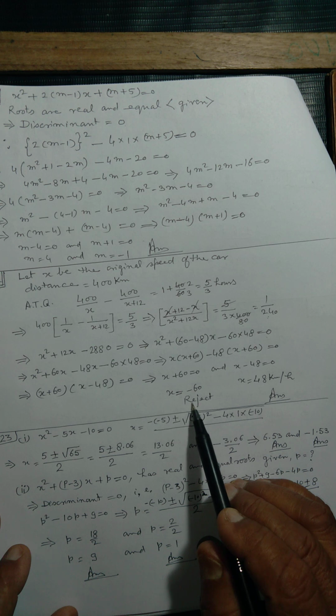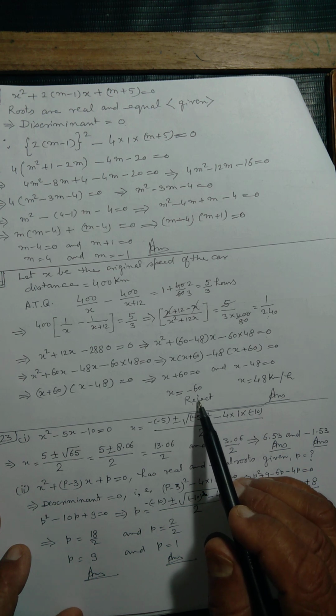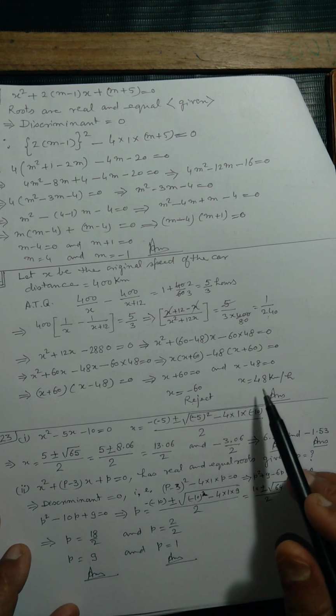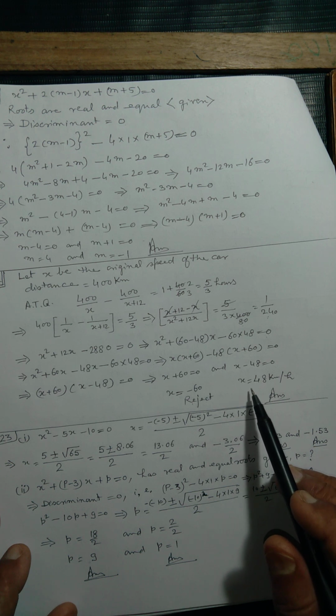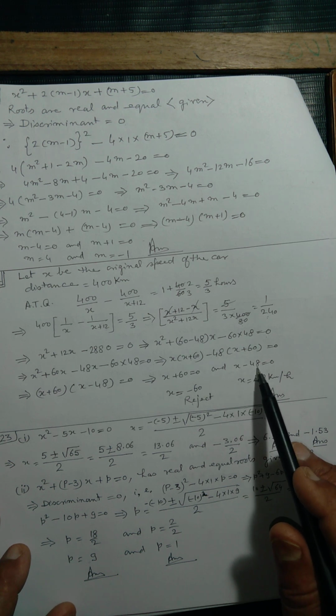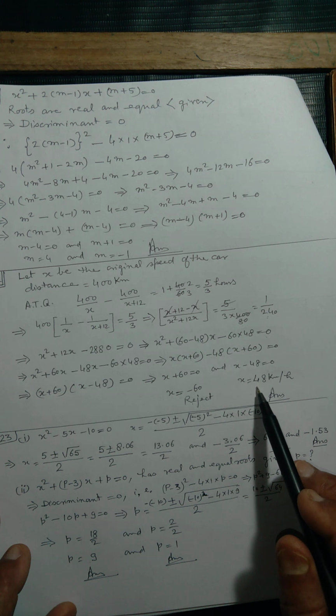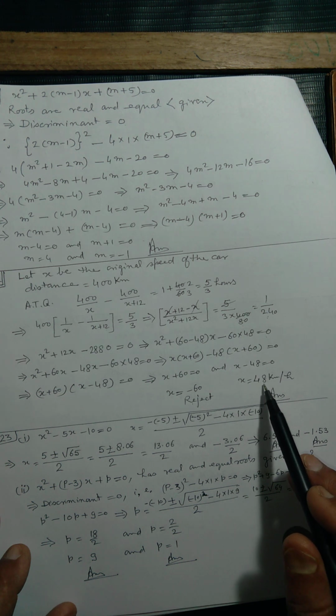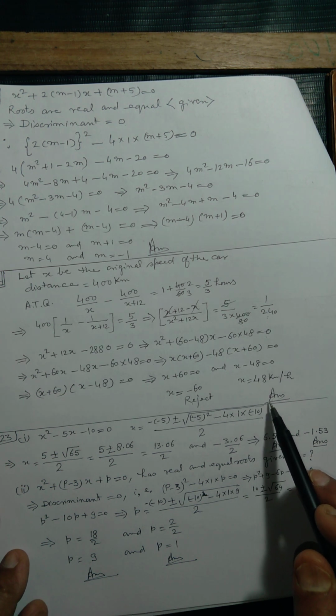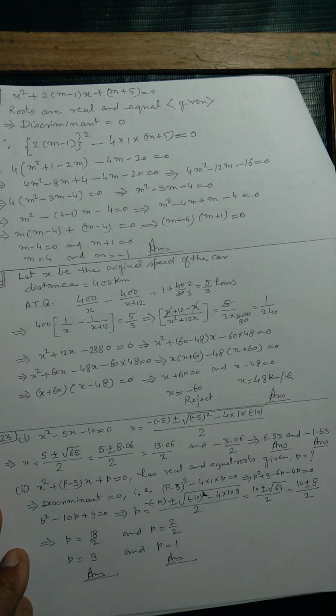That should be rejected, as the speed can't be negative. Now here x minus 48 is equal to 0. So x is equal to 48. This will be our acceptable answer. Now proceed to the question number 23.